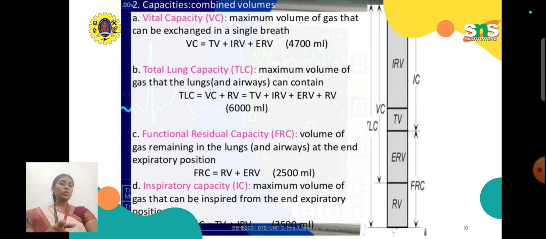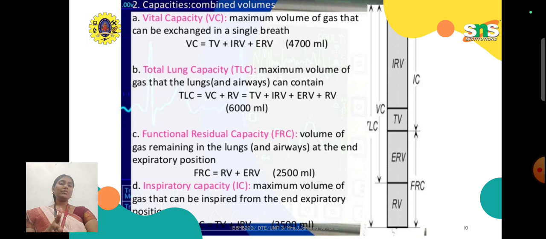Total lung capacity is the same case. TLC is equal to VC plus RV, or you can also measure TV plus IRV plus ERV plus RV, which is equal to 6000 ml. Functional residual capacity uses the same approach. If you apply the volume values, you can get the functional residual capacity. Inspiratory capacity is also the same case. If you know the volumes for the respective type, you can get the inspiratory capacity. So these are the values for each lung volume and capacity.